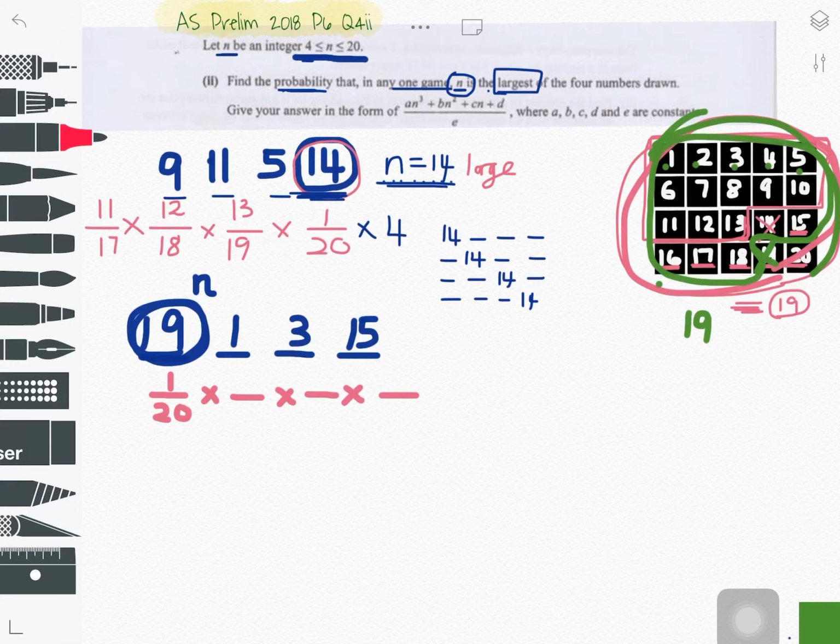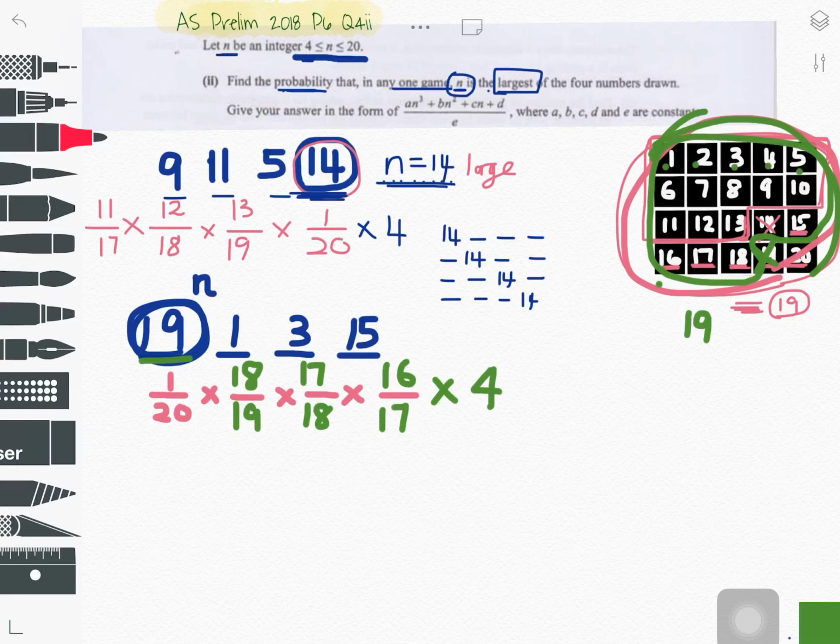So what you will write here? Now it's going to be 18 out of 19. 17 out of 18. And then you're going to write 16 out of 17. And obviously the position of the 19 is not only in the first place, it could be anywhere. So you have 4 cases like that. So this is how you're going to write it.